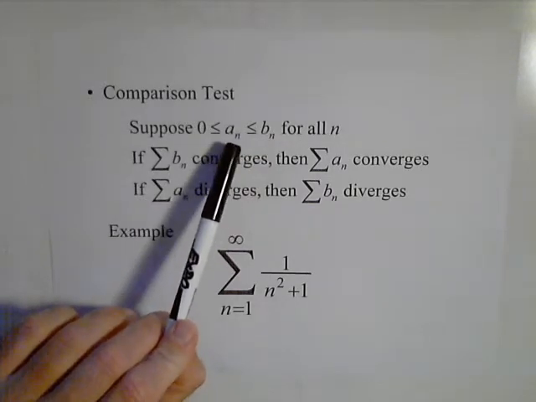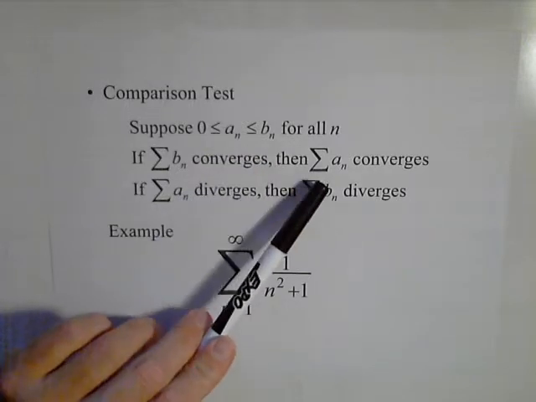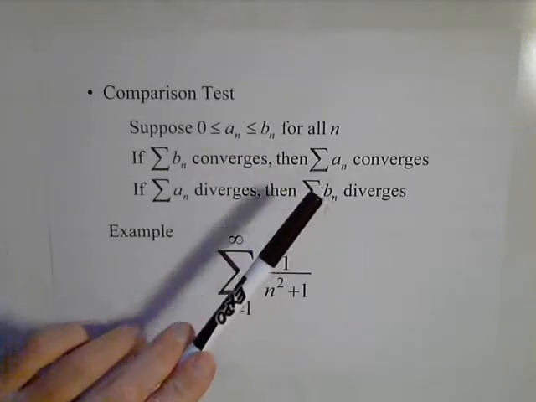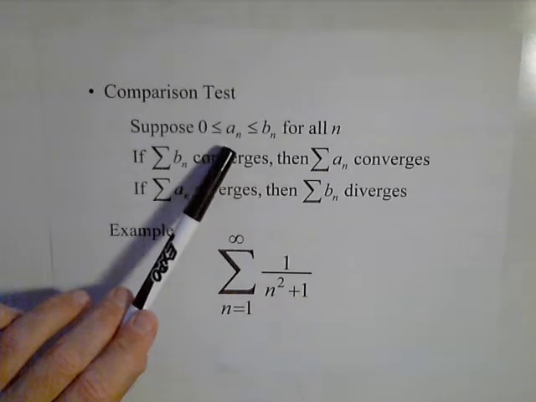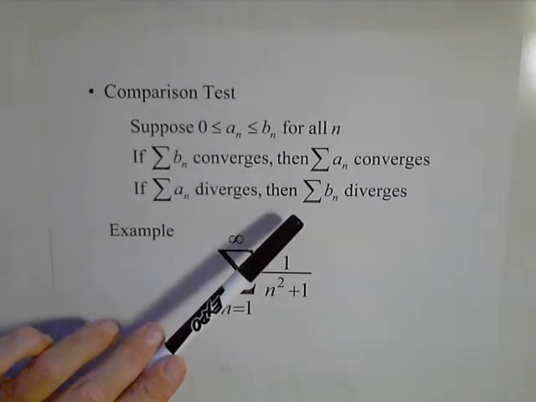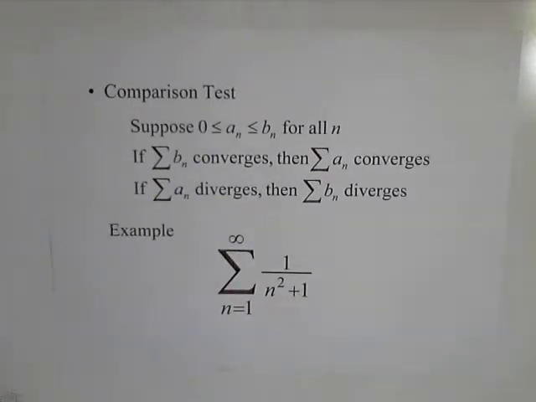series of b sub n must be larger than the series of a sub n, so the series of a sub n must converge. If a sub n diverges, so now a sub n is the smaller one, then b sub n must diverge. This works exactly like the comparison test for improper integrals.